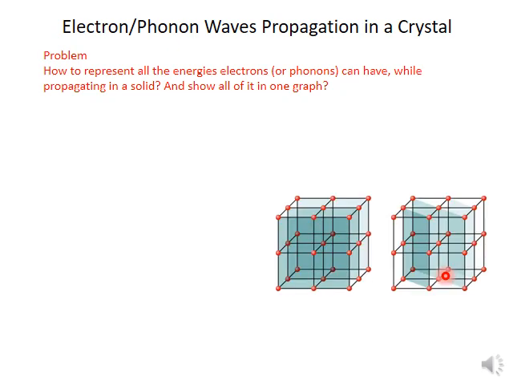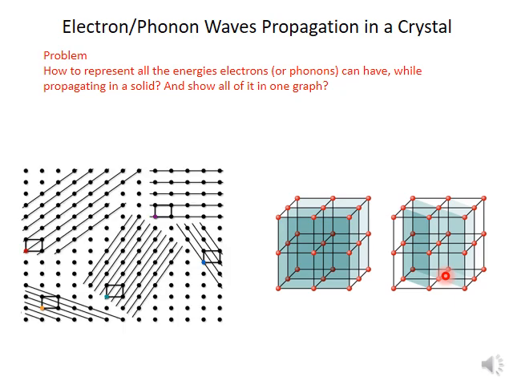And if you look at the three-dimensional structure of a solid, and imagine you have electronic waves and phonon waves which can propagate in different directions within the crystal, it looks quite a difficult problem to represent all those different directions of interest in just one graph, because there can be simply many directions possible for those waves to propagate in, and then you have to plot the dispersion of those waves in all those different directions which are of interest for a crystal.